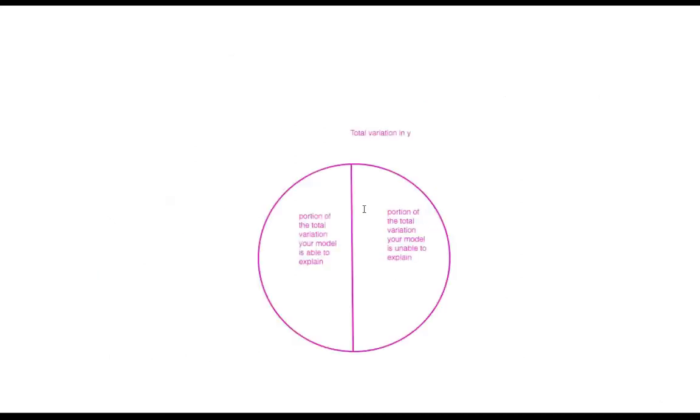So that means that this is going to be, and let me just change colors here, SSE. This is the portion of the total variation in your dependent variable that your model is unable to explain. So again, residual is the correct term, but think of it as E for error. And then total variation is going to be known as SST. T for total, E for error.